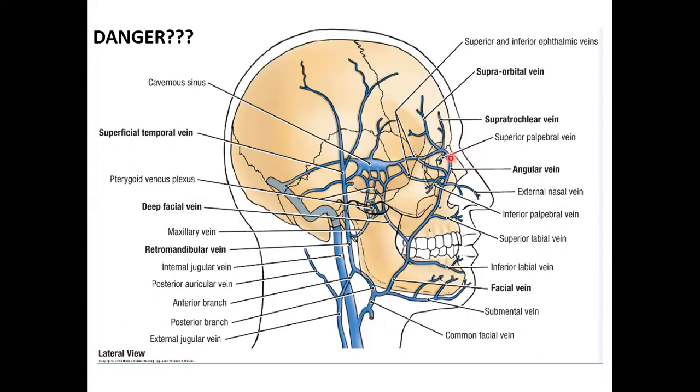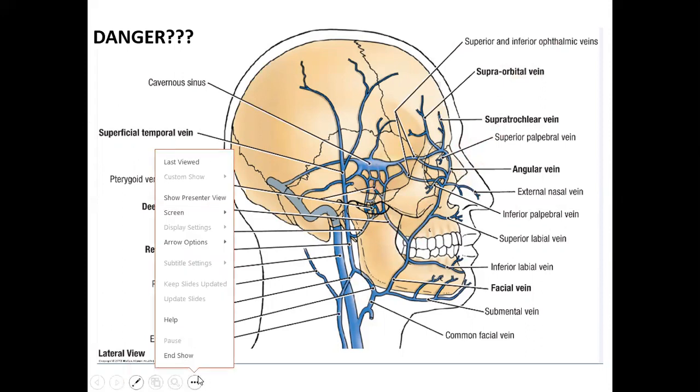So remember those important veins that she talked about. Your superior and your inferior ophthalmic. Remember the angular vein for the sides of your nose. Remember your deep facial vein leading into the pterygoid venous plexus, which also leads into the cavernous sinus.